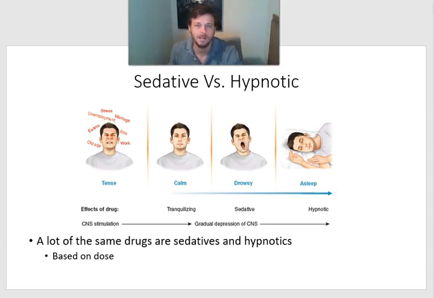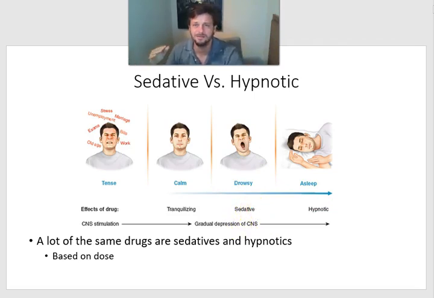So, what is the difference between a sedative and a hypnotic? Just how sleepy it makes you. Certain drugs can stimulate the central nervous system and increase it, which can make you tense, stressed, anxious, nervous, that kind of stuff. And then you have drugs that tranquilize, which calm you down. And then you have sedatives, which make you drowsy, and hypnotics that put you to sleep.